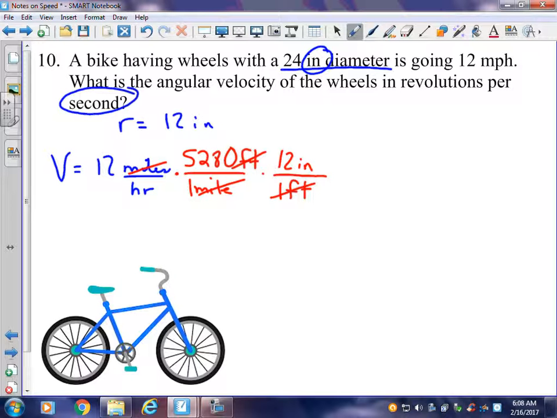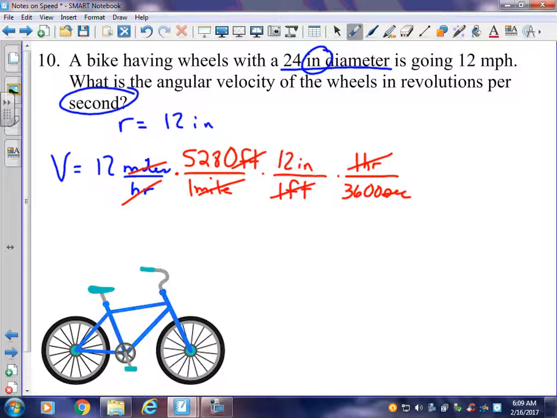Now I've got my inches worked out. It's time to work on the hours. There's a couple of different things you can do. First, you can convert the hours to minutes, and then the minutes to seconds. Or you can figure out how many seconds are in an hour, which happens to be 60 times 60. So that's what we're going to do. An hour needs to go on top to cancel out the hour over there, and 3,600 seconds is what 60 times 60 is.